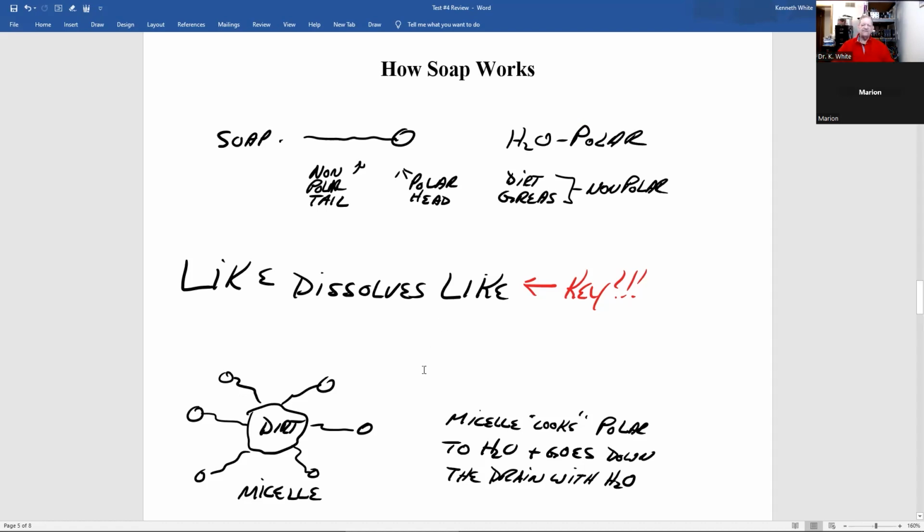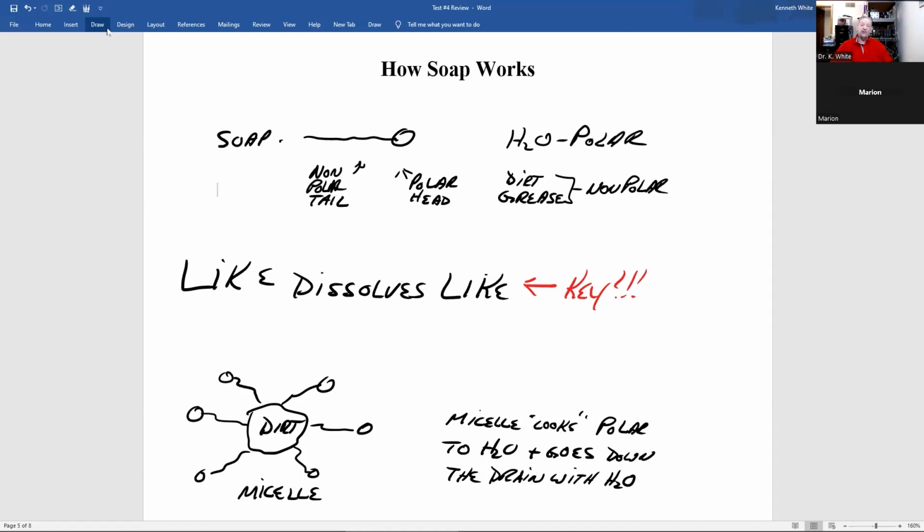water is polar, dirt and grease. Spelling error. Yeah, that's a bad looking E. Soap and dirt and grease are nonpolar. And like dissolves like, things that are similar polarity are soluble in similar polarity. And therefore, water won't get the dirt off your hands because dirt is nonpolar and water is polar.